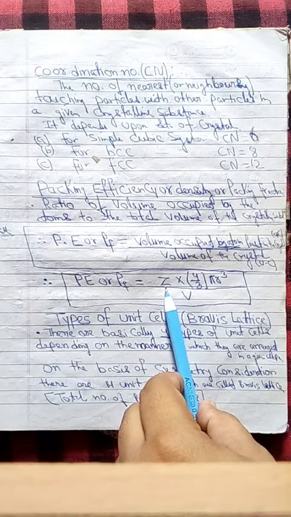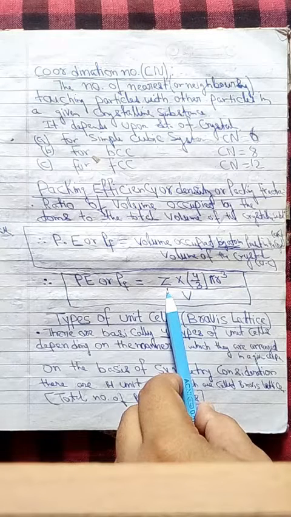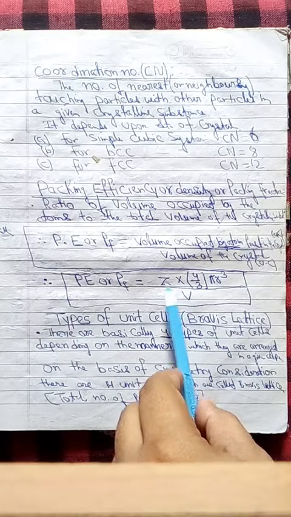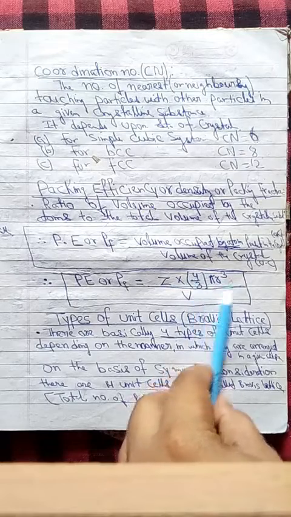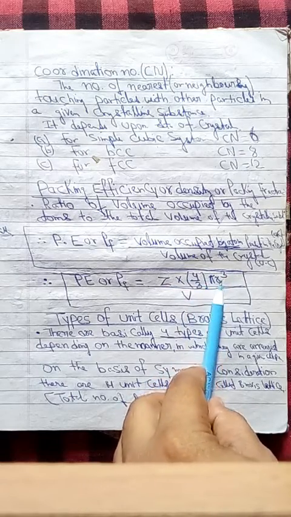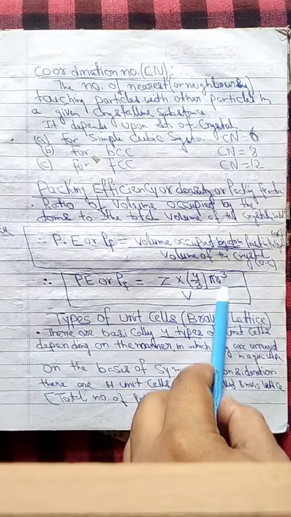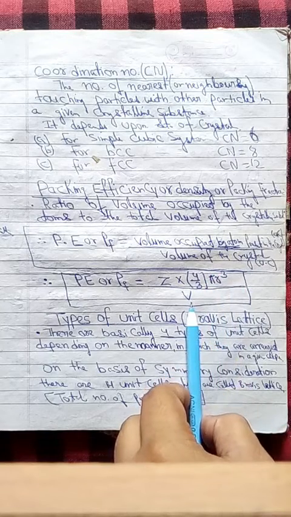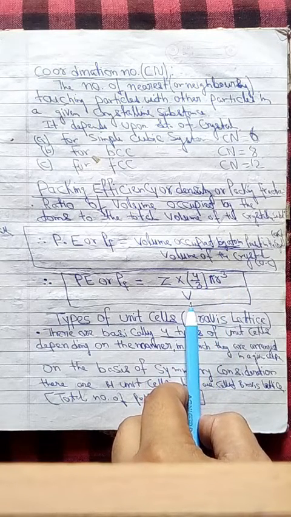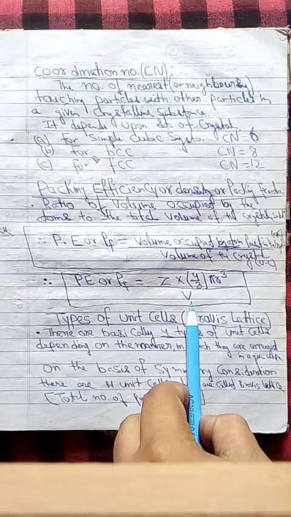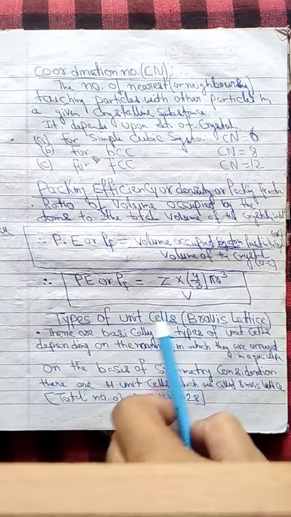Z stands for total number of atoms present in a unit cell. So if it is BCC, we take 2, FCC we take 4, SCC we take 1. That will be multiplied with the entire volume of the atom, that is in spherical form. R stands for the radius. Same way, volume of the crystal, as the crystal is in cubic form, so volume of a cube, the a cube, will be taken here.